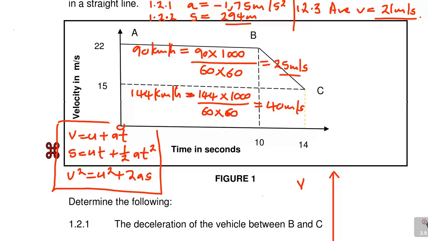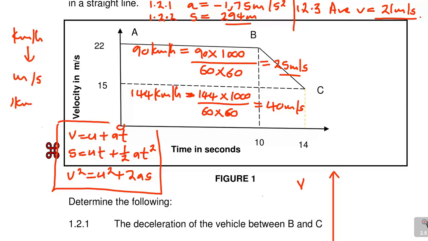So whenever you're converting kilometers per hour to meters per second, you take your kilometers, which is x kilometers in this case, you multiply by 1,000, you divide by 60 times 60. So this is what keeps changing.